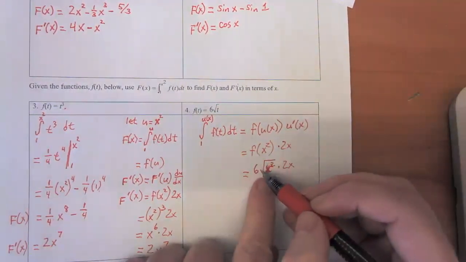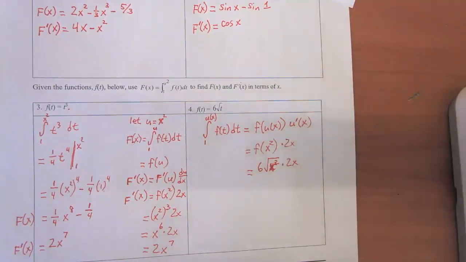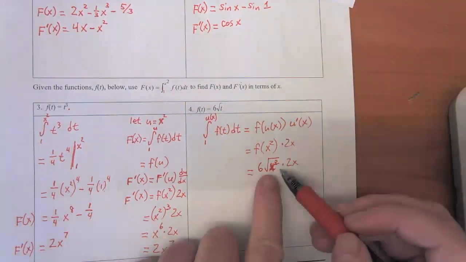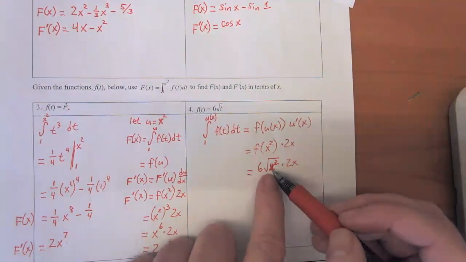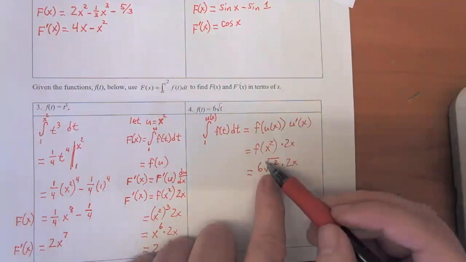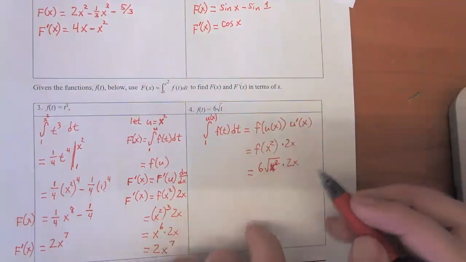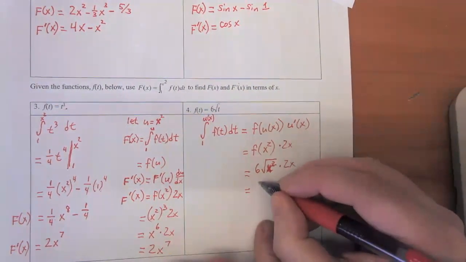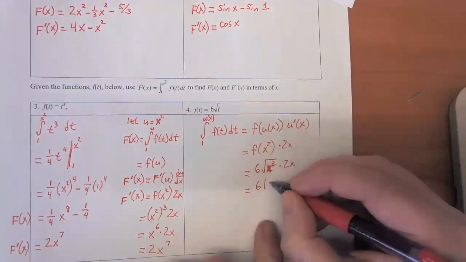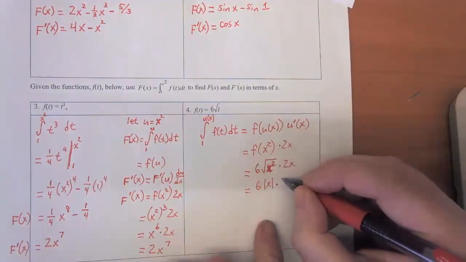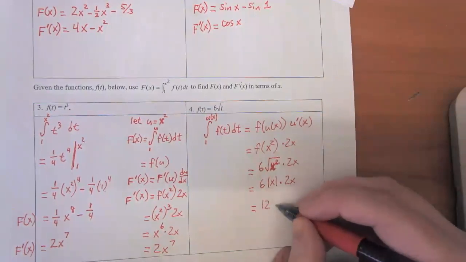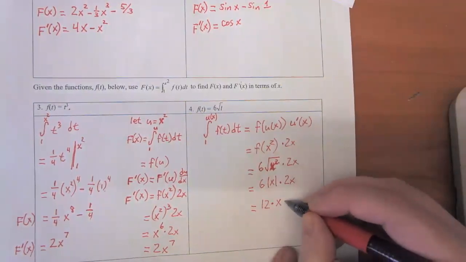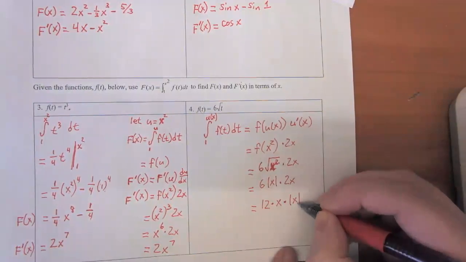All right, and what is the square root of x squared? Careful if you said that's just x, because x squared is always positive. Even if x is negative, x squared is going to be positive, and the square root of x squared is always going to be positive. So that is equal to 6 times the absolute value of x times 2x. And so our answer here is going to be 12 times x times the absolute value of x.